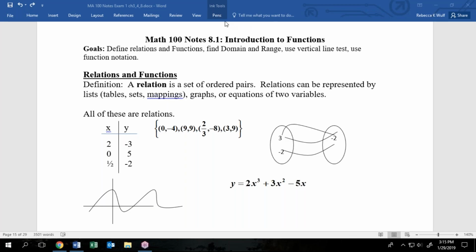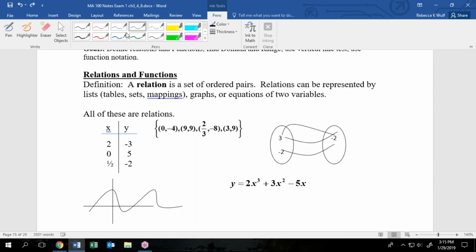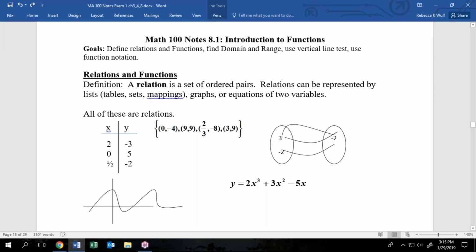Hi, I wanted to create a video for my Math 043 intermediate students about how to identify functions. We are asked in our class to decide if a relation is a function or not. So first of all, what's a relation? A relation is just some kind of relationship between x and y.